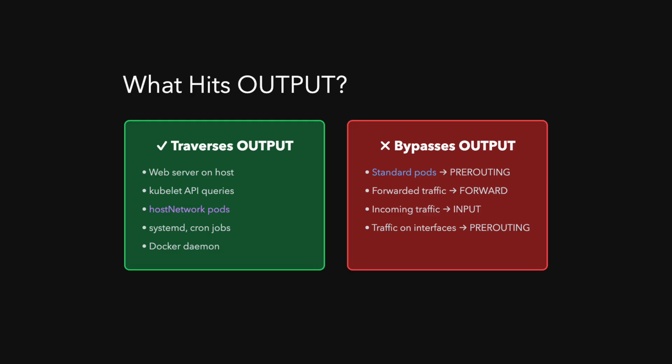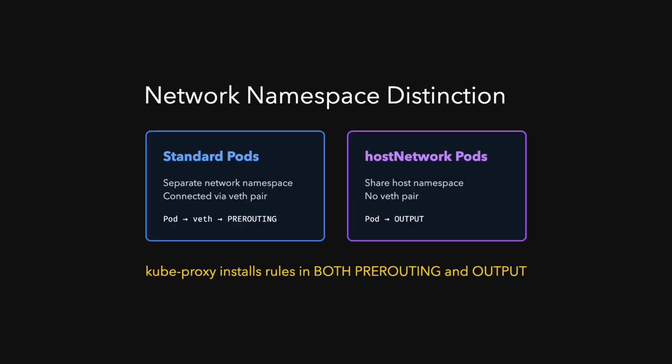And what traffic does not hit output? For example, standard pods hit PREROUTING instead via the veth interface, forwarded traffic, incoming traffic to local processes, or traffic arriving on any network interface. And in Kubernetes, this is where network namespaces become critical to understand.